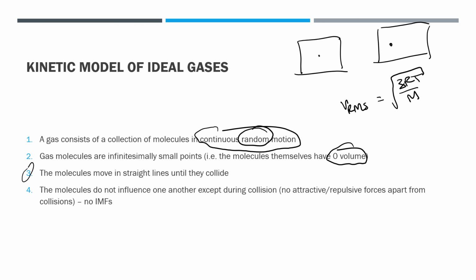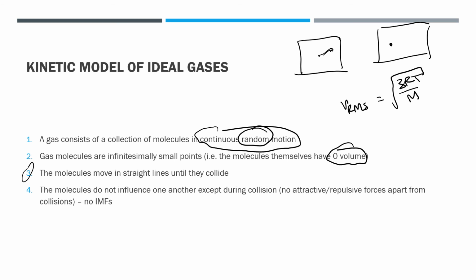The next point is that the molecules move in straight lines until they collide. And that just means there are no forces on the gas particles. They're just going to move in straight lines with constant velocity until there's a collision and they change direction. But they move in straight lines, which means that there are no forces acting on these gas particles.